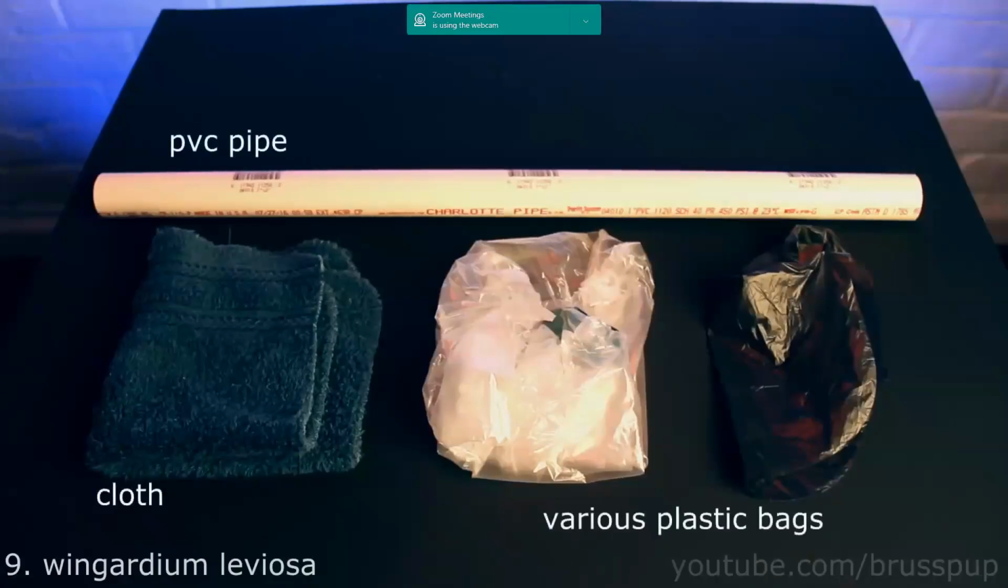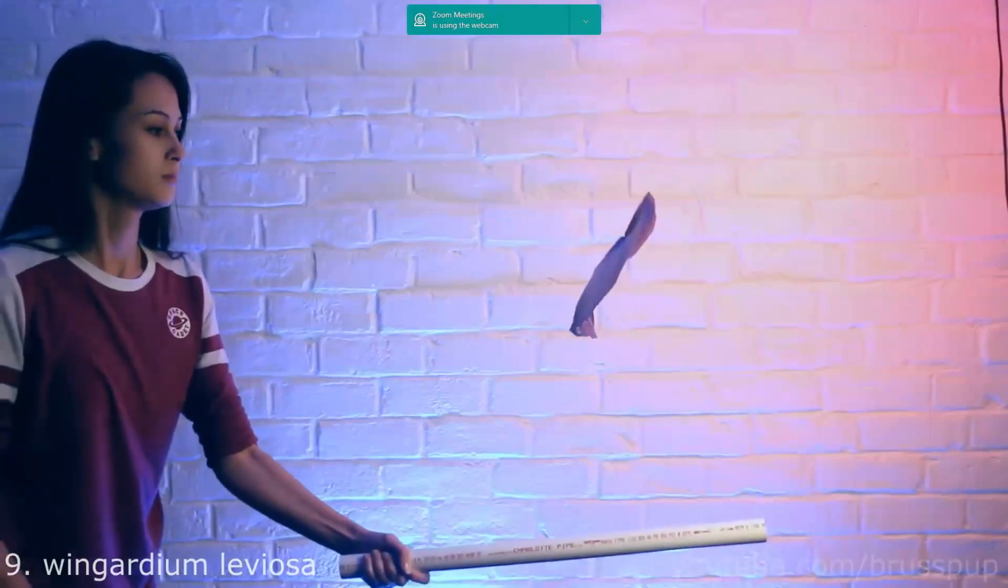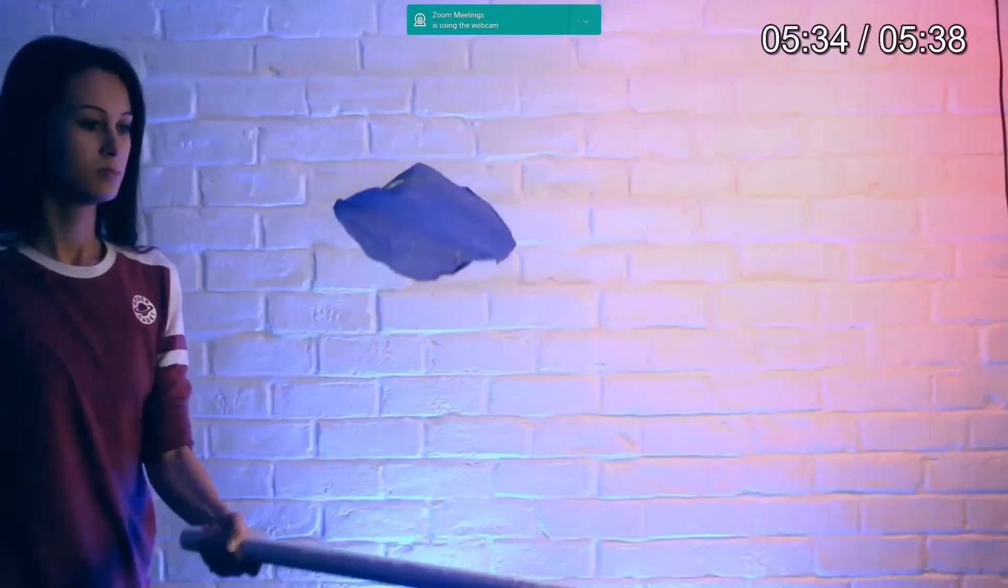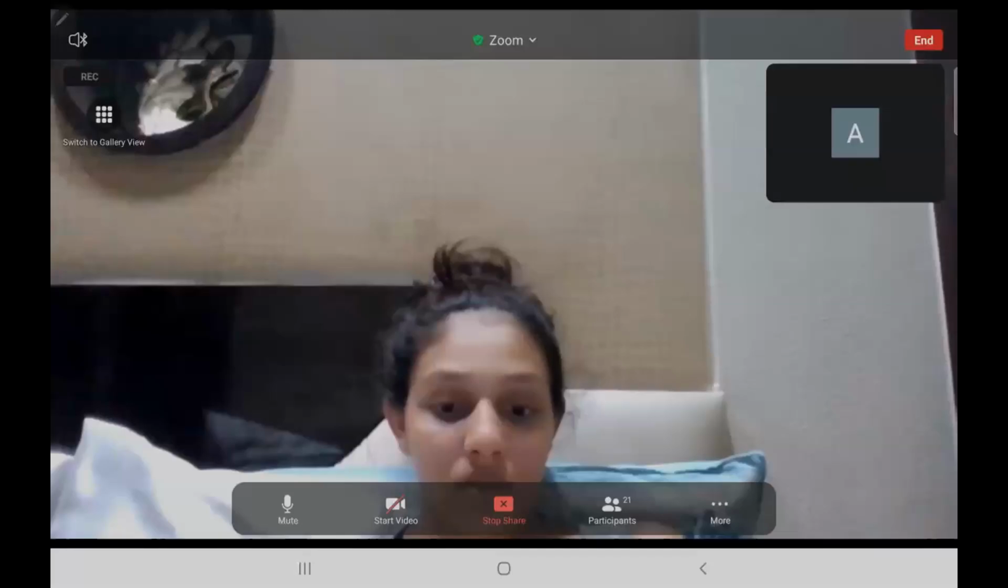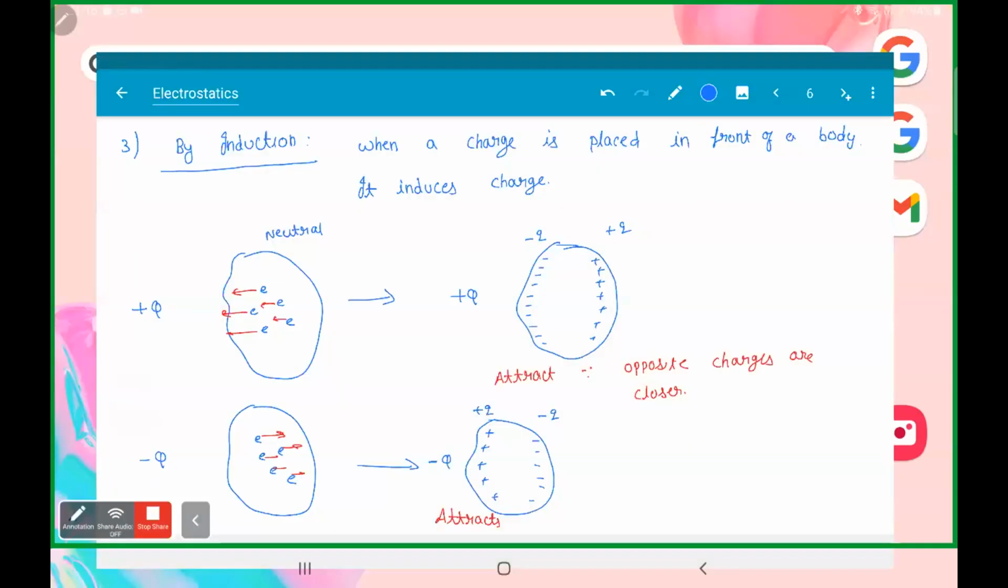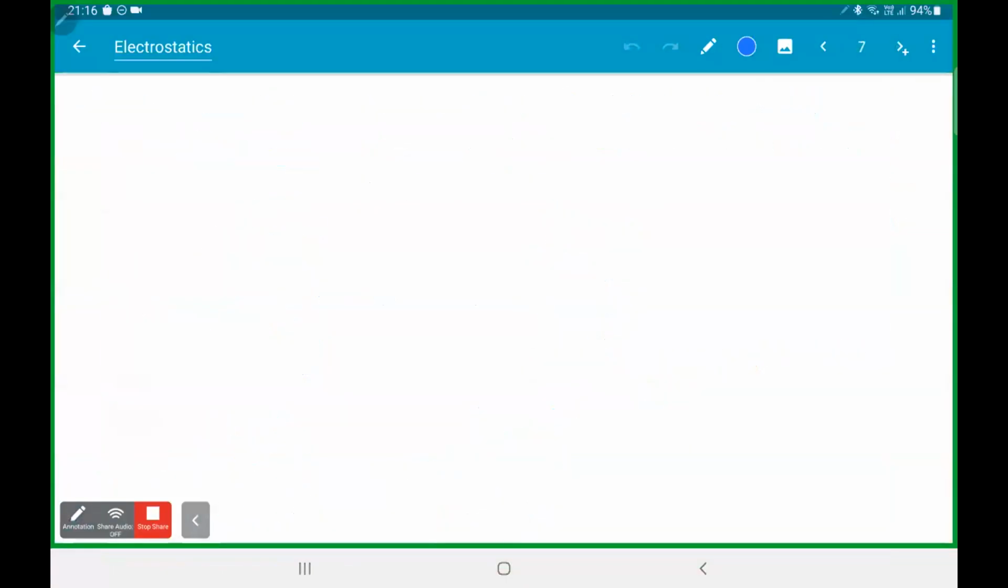So they'll start moving around. So how is that electroscope working there? So electroscope, what is happening, right?